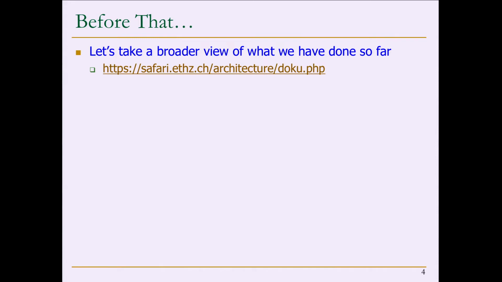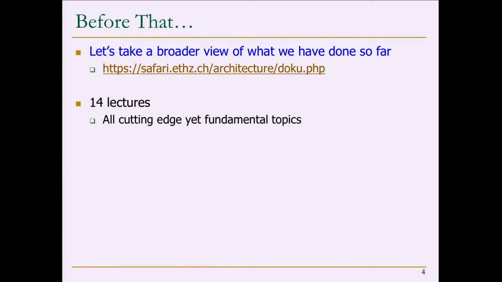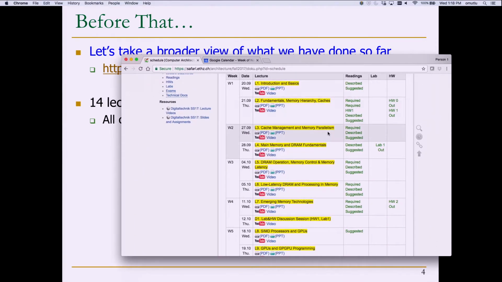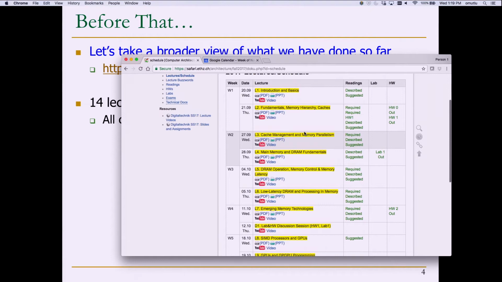But before that, let's take a broader view of what we've done so far. We're actually beyond half of the semester, believe it or not. And we're not going to be able to cover everything I envisioned that we would cover. So you're going to miss out on a lot of fascinating topics in architecture, but I prioritized them such that the more fascinating ones come earlier, hopefully. So we had 14 lectures, all cutting edge yet fundamental topics. Let's take a look at them quickly so that it refreshes your mind. If you can see this, which you cannot, I think. I don't know why you cannot, but it's coming. It came. Now I cannot see it. That seems to be a problem.